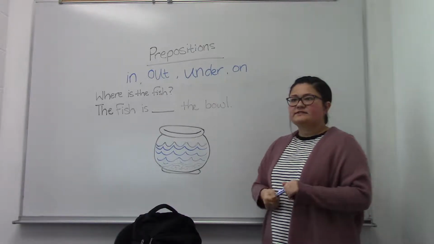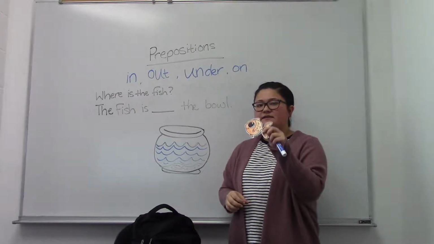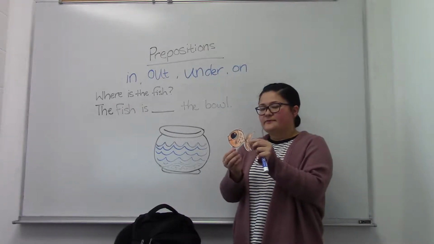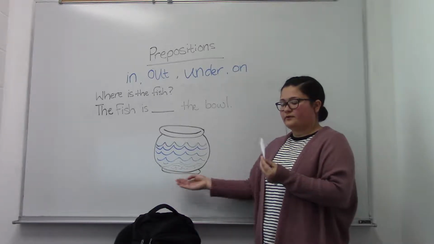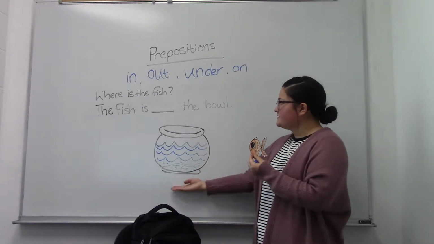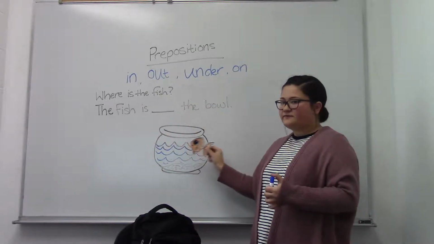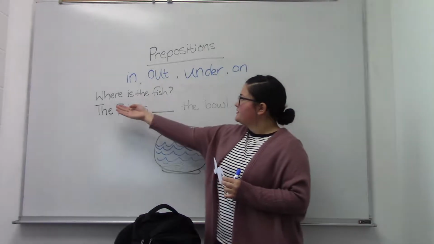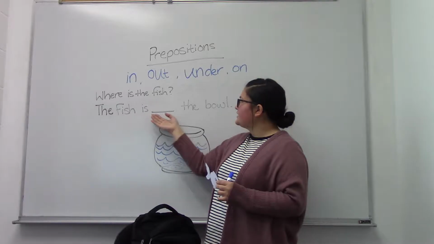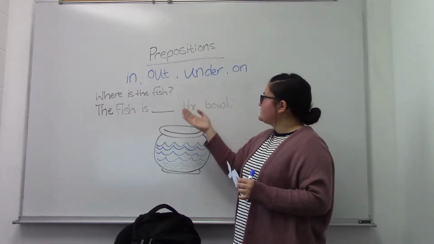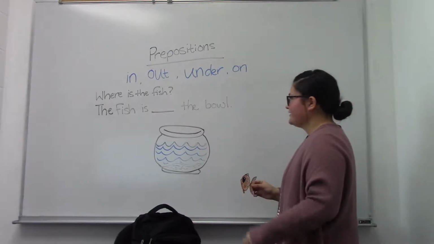Now that we've gone through a few examples, I want to practice these prepositions and see if you can use them correctly with our little friend here. We have a fish and we have his home, which is called a bowl. I'm going to show you different locations and places that I'm going to put the fish, and I'm going to ask you the question, where is the fish? And your response is going to be, the fish is, and you'll fill in the correct preposition, the bowl. Okay? So let's get started.